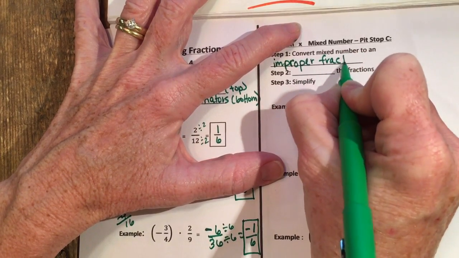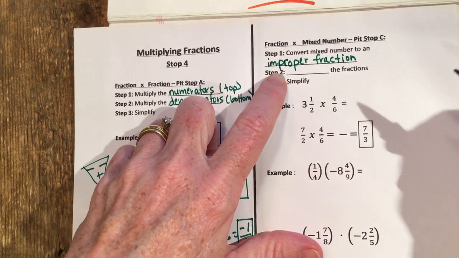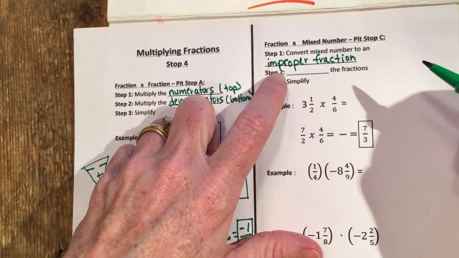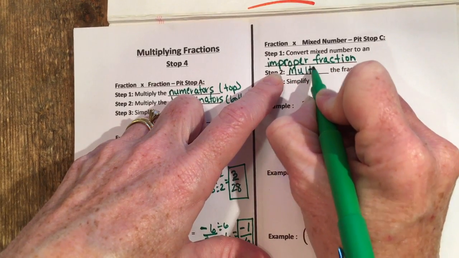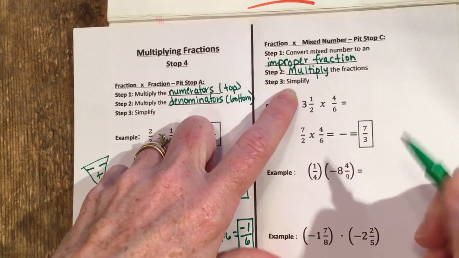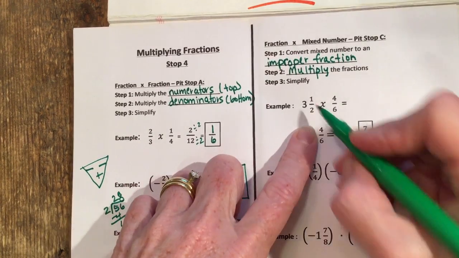And hopefully you remember how to do that, but in case you don't, remember there's a video on this you can go back and watch if you need a refresher. All right, and then the second step after it's improper is to multiply. And the last step is to always simplify. All right, so here's an example.